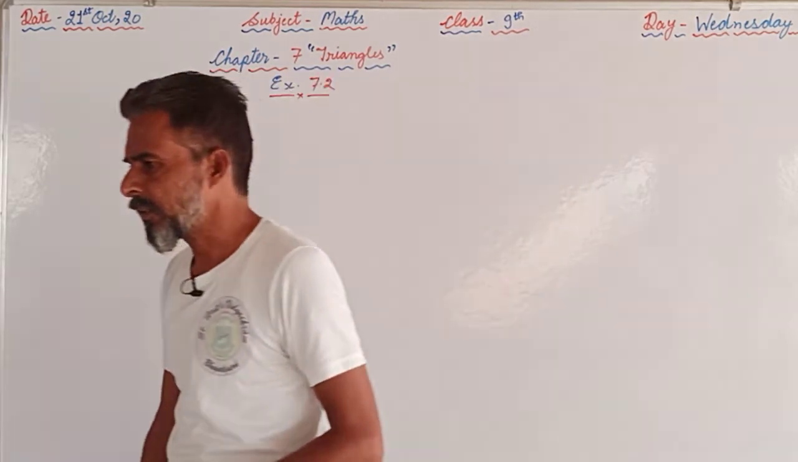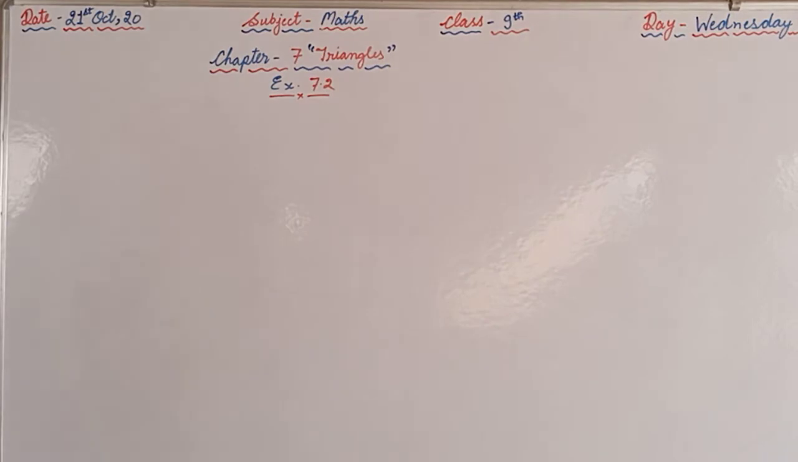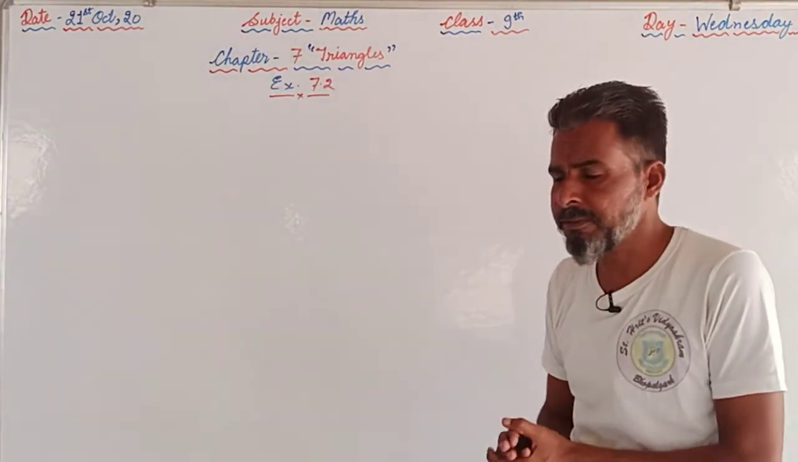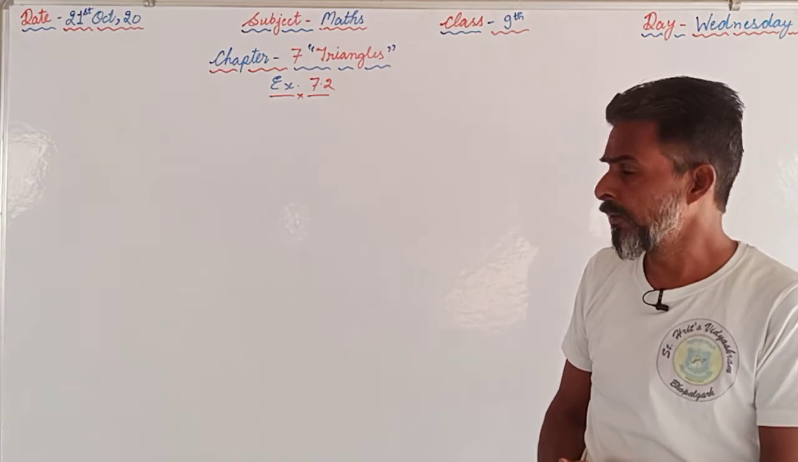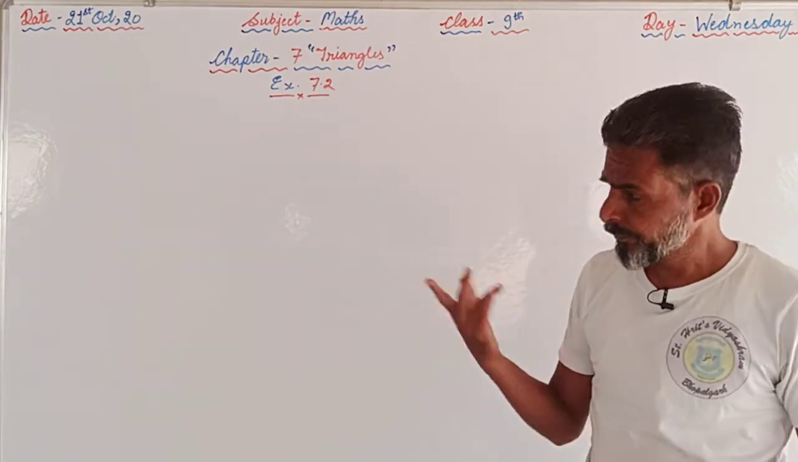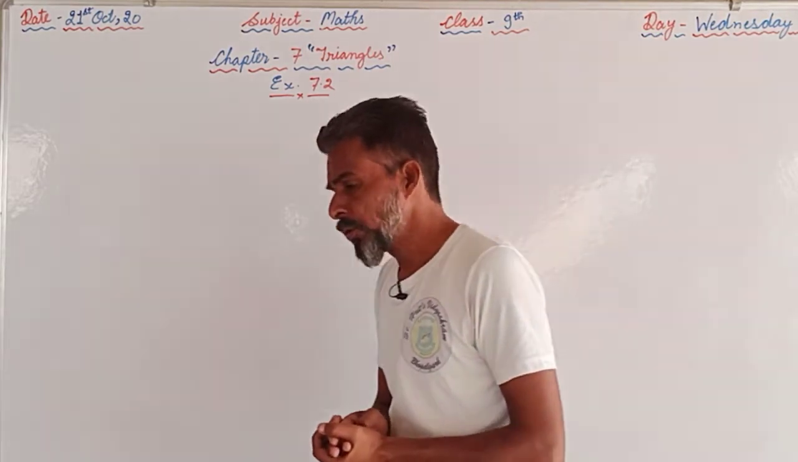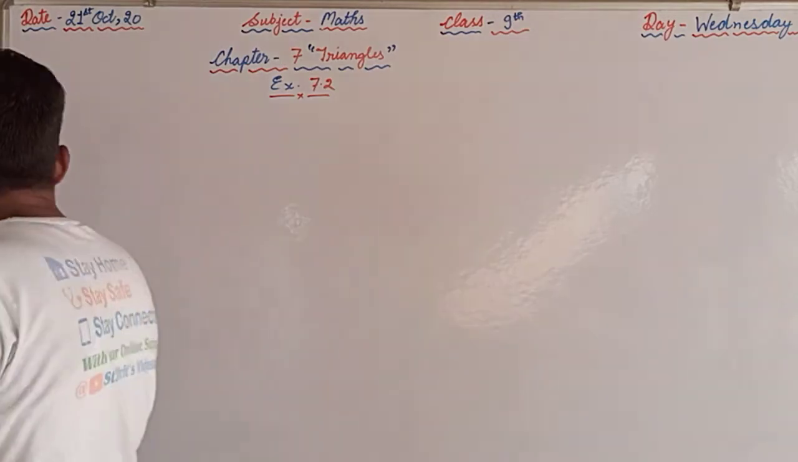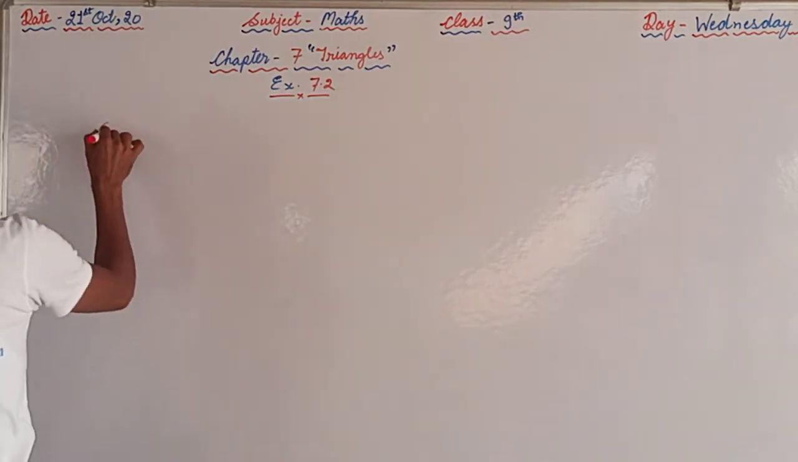This video is for class 9th and the subject is maths, and we are continuing the same chapter, chapter number 7, and the name of the chapter is triangles. As we have completed exercise 7.1 and we have also started exercise 7.2, and completed the questions up to question number 5. So today we will start with question number 6, exercise 7.2.